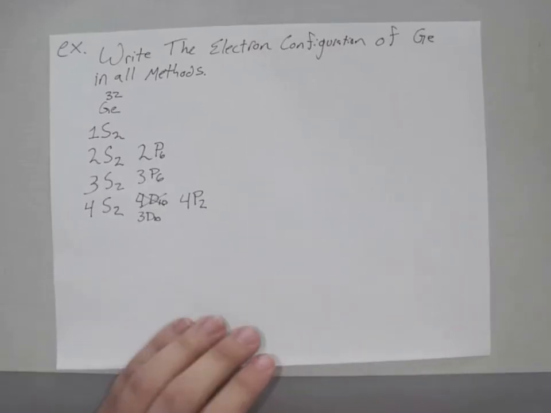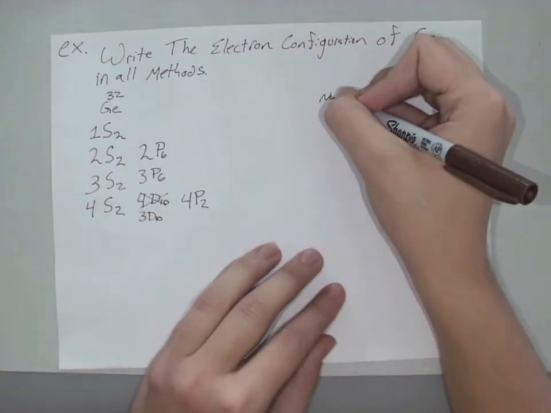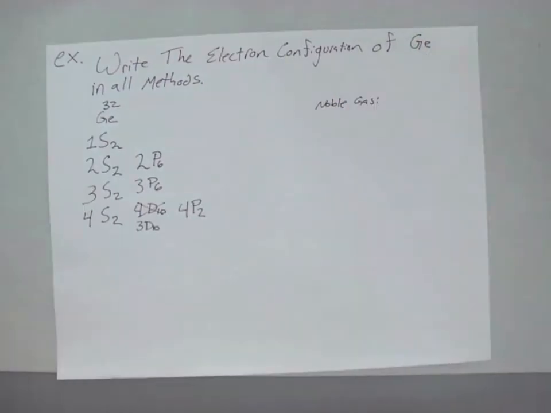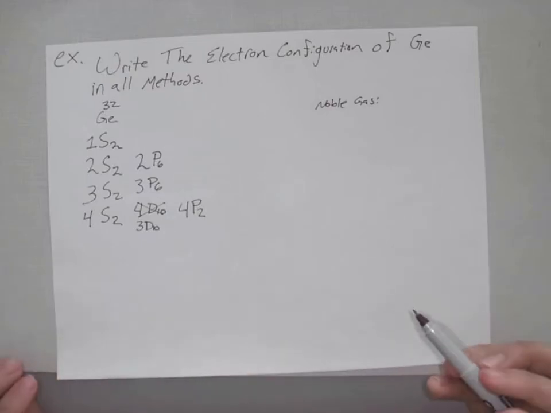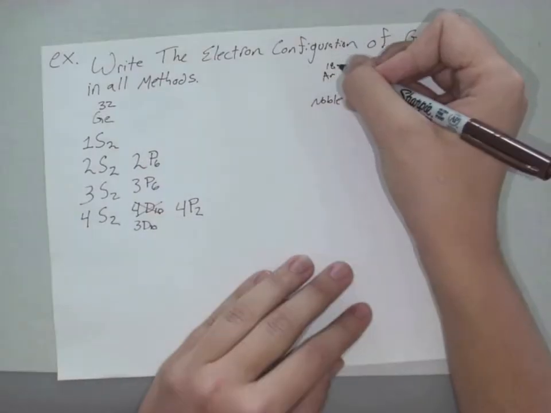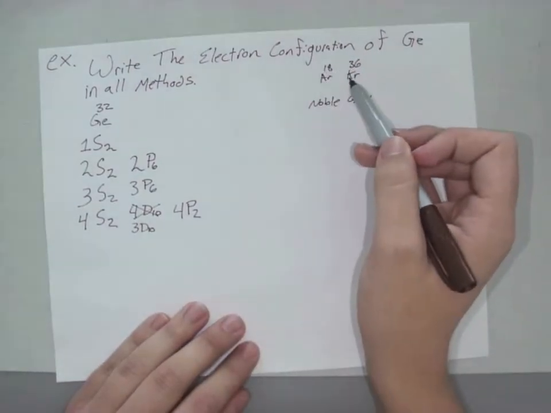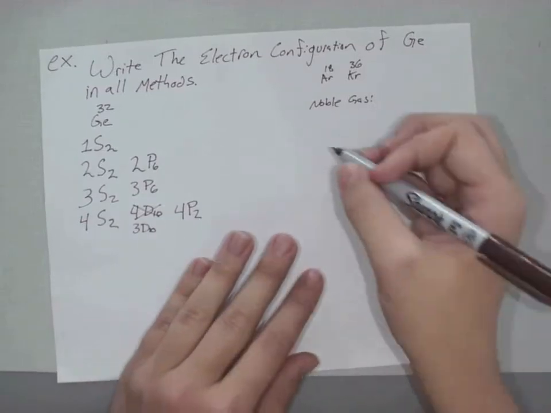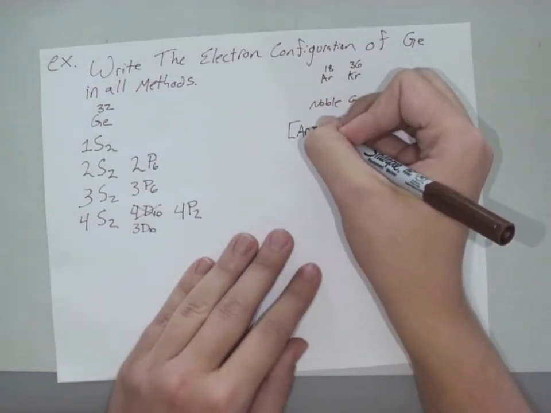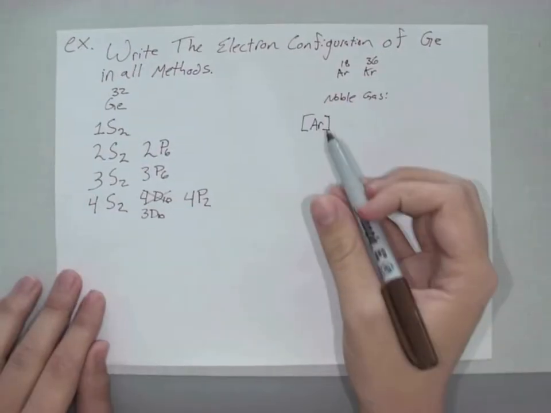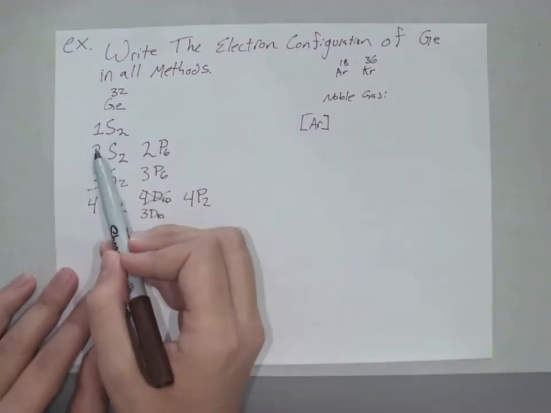So now let's go to the easy one, and my personal favorite, the noble gas notation. So germanium is beneath argon and above krypton. Argon is atomic number 18 and krypton is atomic number 36. So since we fall between those, we have to use the one before, so we'll use argon. So we start by putting argon in the brackets here. So that argon essentially lets us skip all this stuff up here.